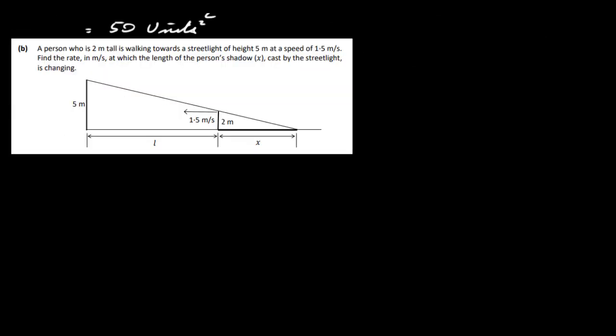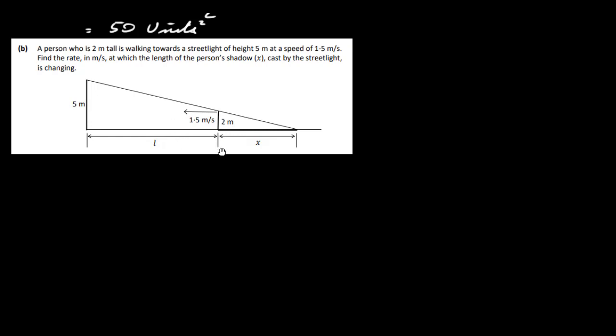Let's have a look at part B. So we have a person who is 2 meters tall walking towards a street light of height 5 meters. So this is our street light here. He's moving in this direction at a speed of 1.5 meters per second.